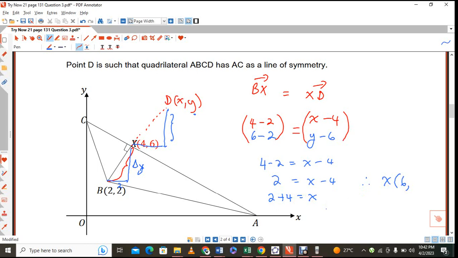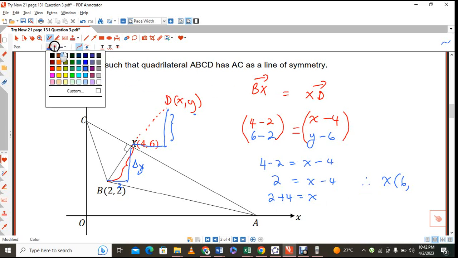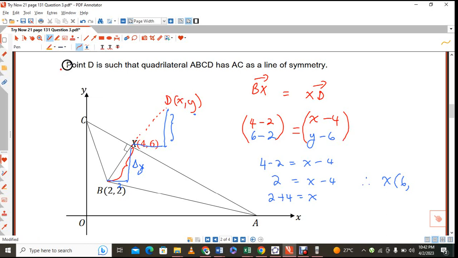Now, we can also use the same logic when we want to calculate the y value. So when I calculate the y value, it's going to be 6 minus 2 equals y minus 6, right? And that's 4 here equals y minus 6. And therefore, y will be 4 plus 6, leaving me with y equals 10. So that is our point D here. So let me just write my point D in so that it can be much clearer. So wherever my D point is going to be, it's (6, 10).